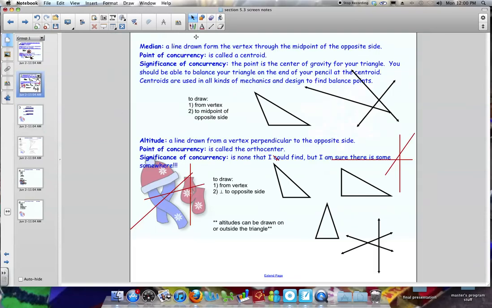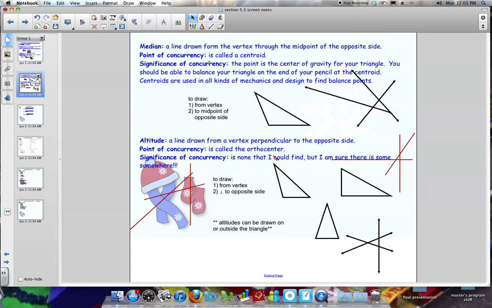The next one we are going to talk about is the median. The median is a line that you draw from the vertex, but it goes through the midpoint of the opposite side. Median goes through the midpoint. Again, they will all intersect in one point. That point of concurrency for the median is called the centroid.